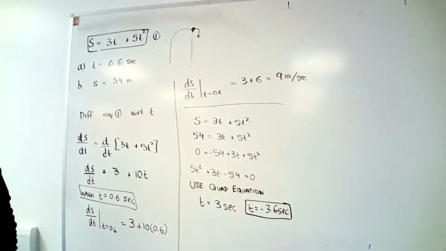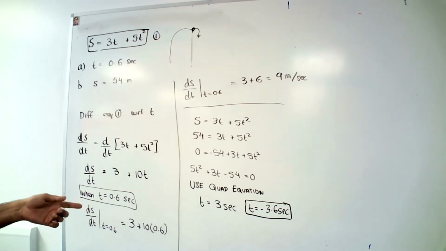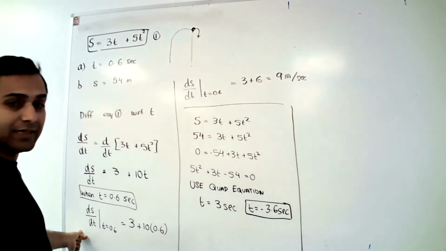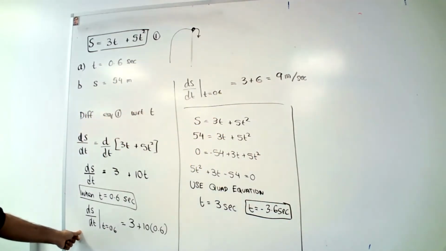I will show you later how you can actually use a calculator. I'll put a video online on how you can use a calculator to work out quadratic equations, or the quadratic formula. So I'm going to take t as 3 seconds. Now I need to find the rate at which it's covering the distance when t is 3 seconds.